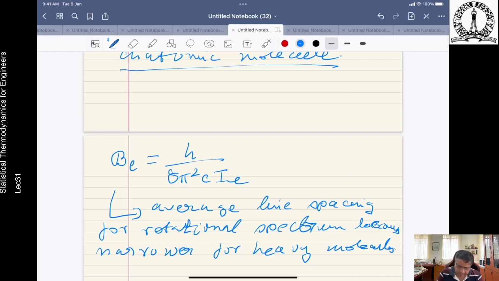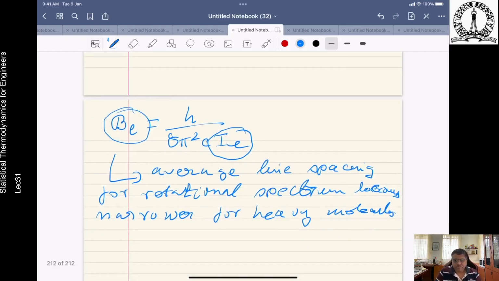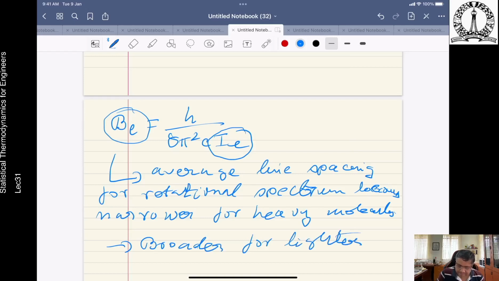This is given. IE becomes large because mu becomes large. As IE becomes large, B becomes small. So delta B becomes smaller, so the line spacing becomes narrower. As the line spacing becomes narrower for heavier molecules, the lines are more congested, and it is broader for lighter molecules, like OH, for example. OH is a lighter molecule.